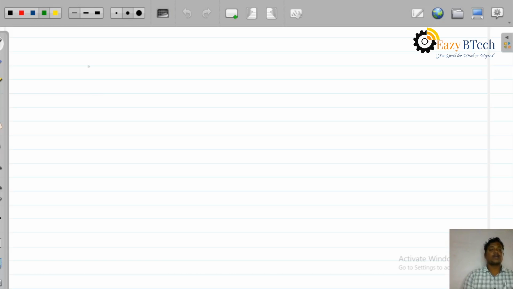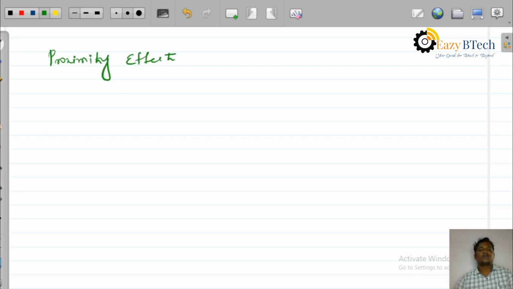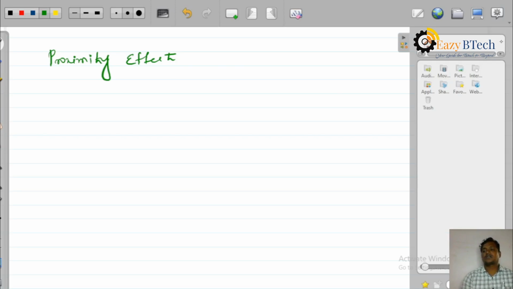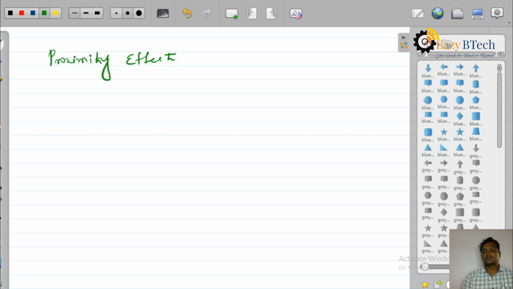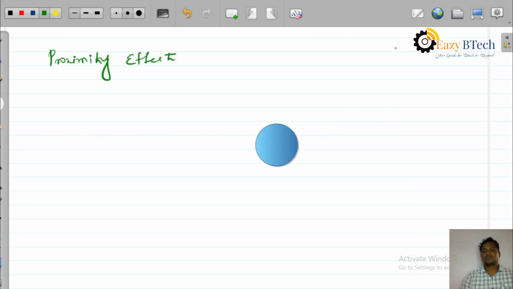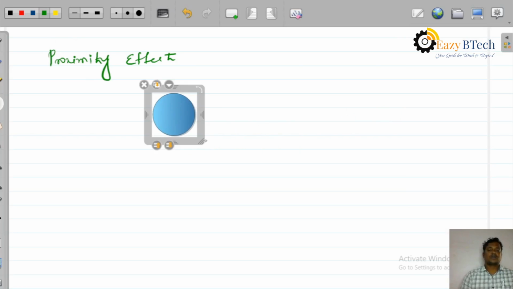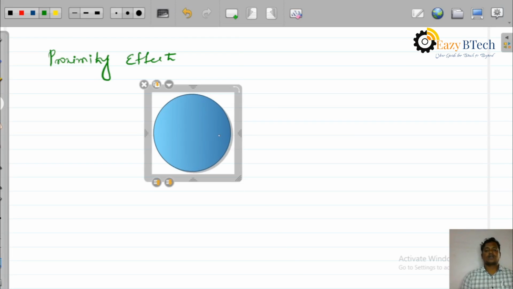In this video, we'll learn about proximity effect. What is meant by proximity effect? How does it happen in the conductor? What are the effects of the proximity effect? How can we reduce the proximity effect? Here I'm taking two conductors. The proximity effect is there due to current flowing through one conductor affecting another conductor.